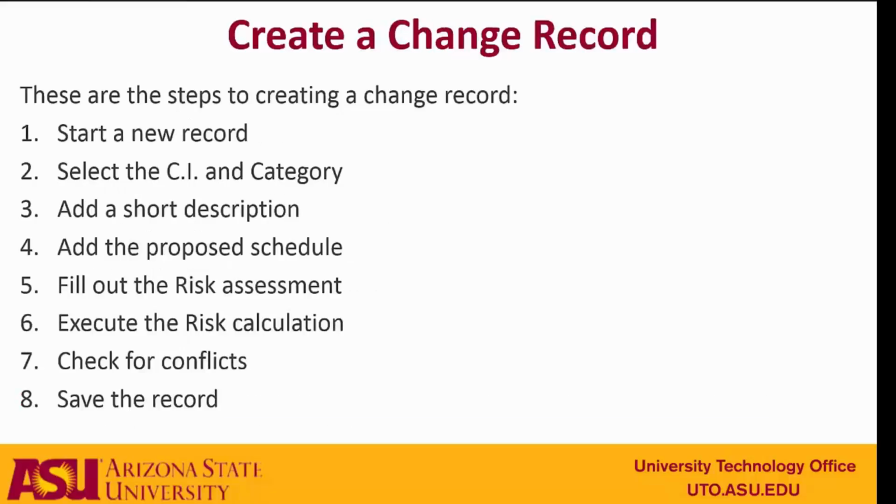When you create a change record, there's several steps that you'll go through. You'll start a new record in ServiceNow. You'll select the CI and the category. You'll add a short description, the proposed schedule, fill out the risk assessment, and execute the risk calculation. You'll check for conflicts, and then you'll save the record.